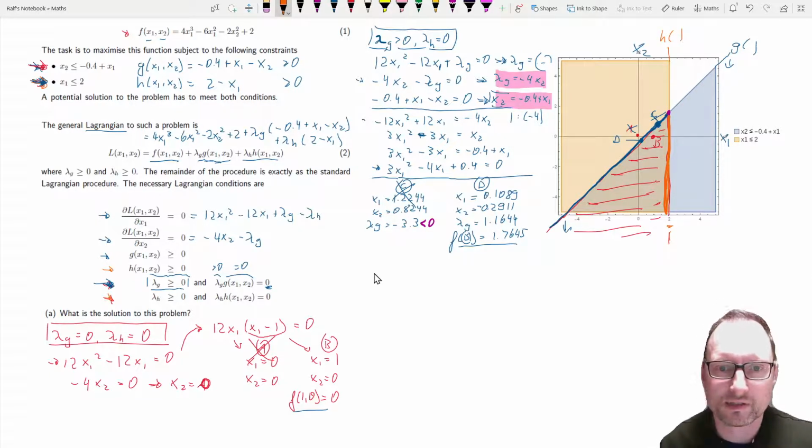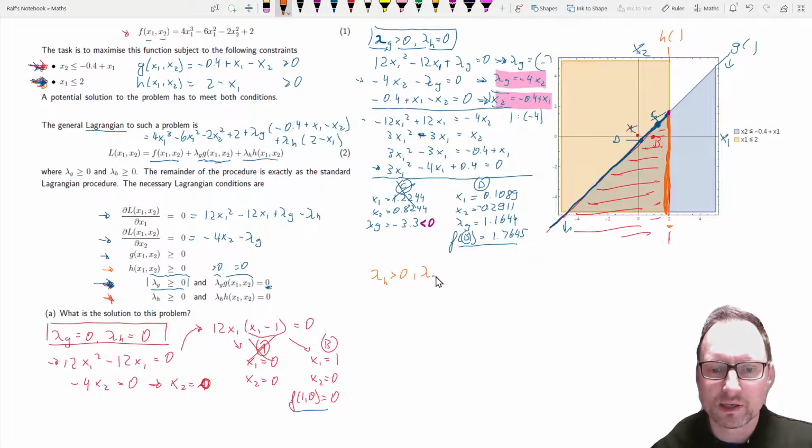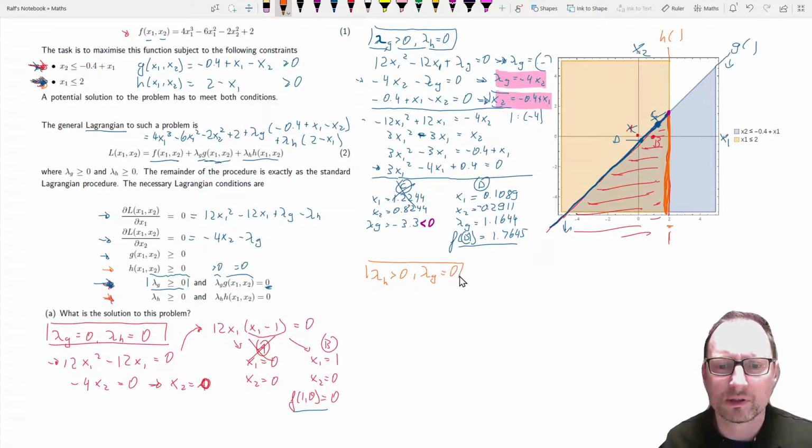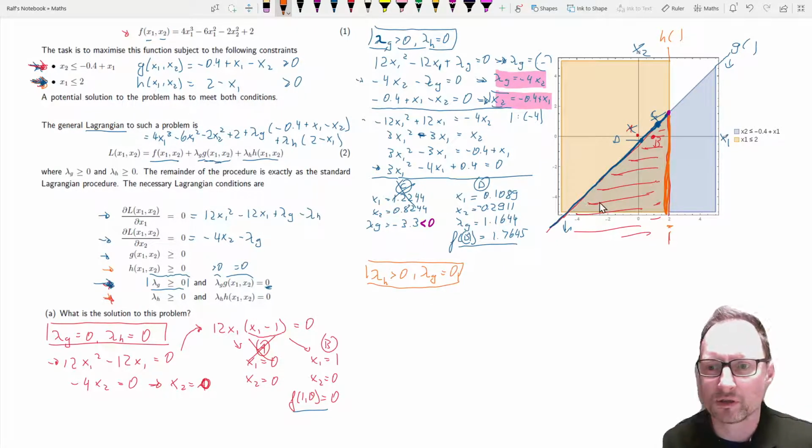Okay, so that is where lambda H is larger than 0, but lambda G we temporarily set equal to 0. Okay, we're looking on the orange branch. So let's go back to our Lagrangian conditions. What do we get here? We get 12 x1 squared minus 12x1 minus lambda H is equal to 0.